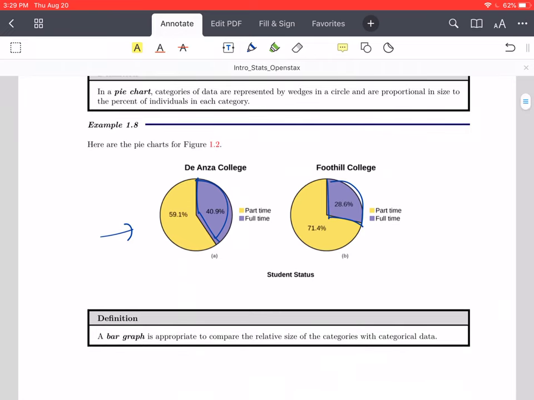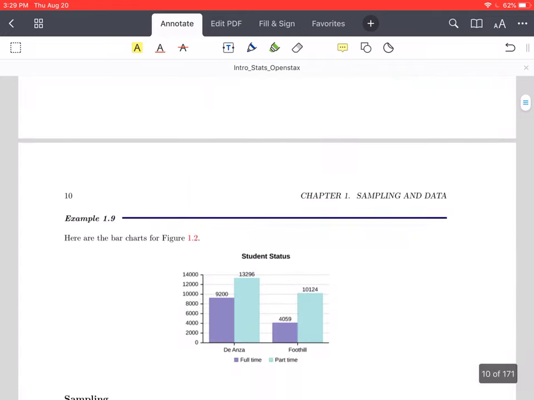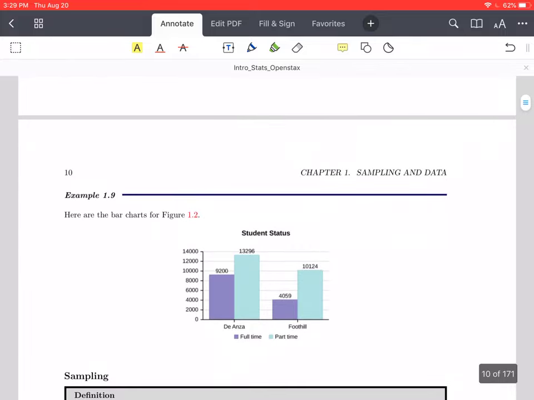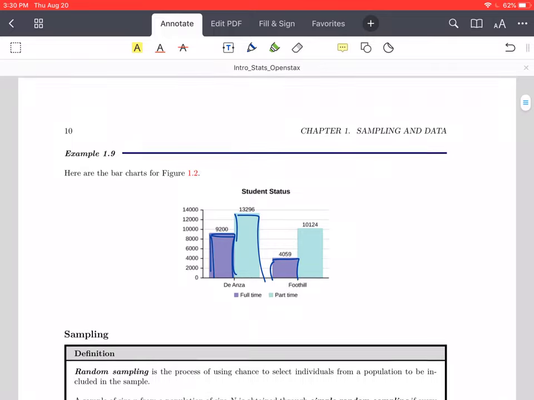Another way is a bar graph. This allows you to compare relative size of categories with categorical data. This is the same data as the pie chart, but it allows you to compare not only full-time versus part-time, but also full-time versus full-time at the different schools. So it gives you a lot of different ways to read and interpret that data. Pie charts and bar graphs are both really good for dealing with qualitative, or categorical, data.